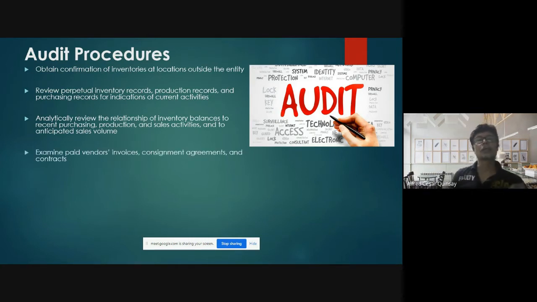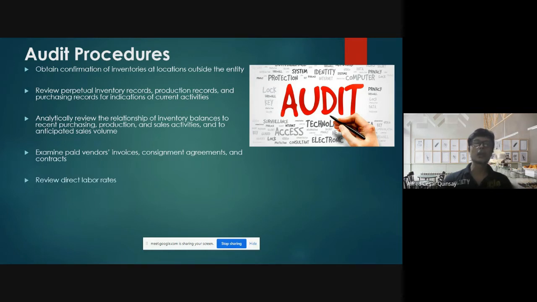And then examine paid vendors' invoices, consignment agreements, and contracts. So especially yung assertion ng management na dapat it should represent, yung presentation and disclosure assertion, andun yun.